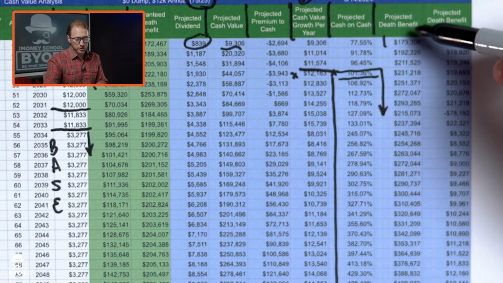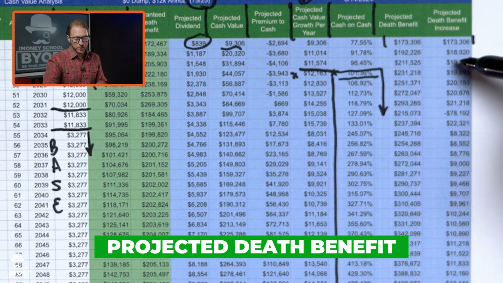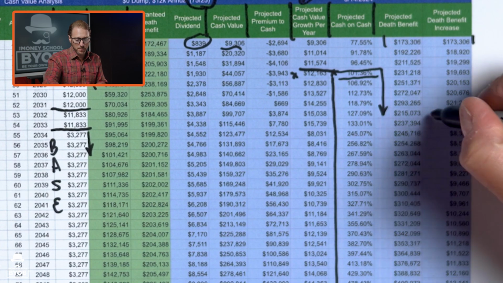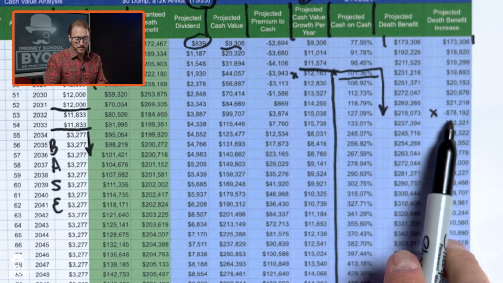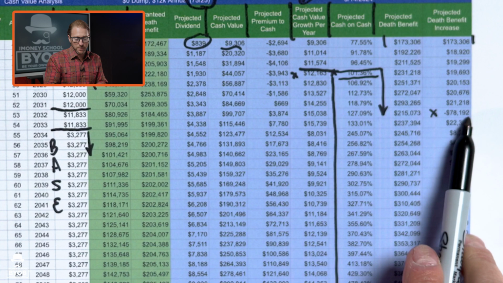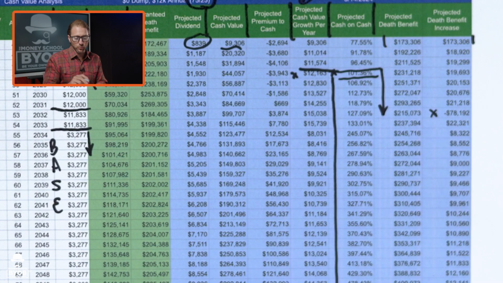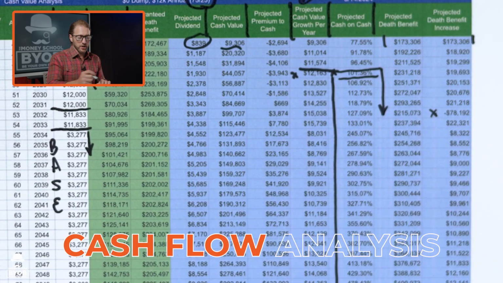The other thing too we'd like to show is the projected death benefit. And we want to show you how much your death benefit goes up. Now remember I said here in year 8 we dropped a term. So you can see the negative amount. That's us dropping the term rider from the policy. So this is what we call our cash flow analysis.